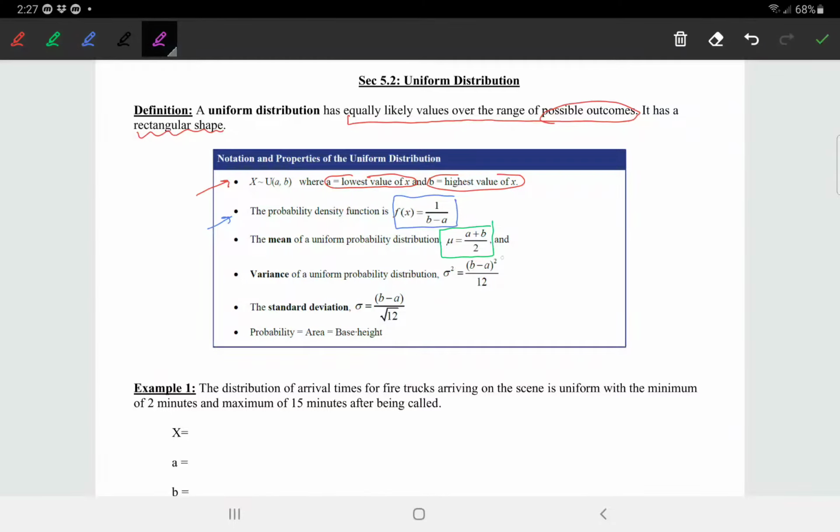The variance will be (b - a)^2. We'll divide that by 12. And as always, you take the square root of variance to get the standard deviation. The nice thing about the uniform distribution is that it is a rectangle, so probability will be very easily calculated. It will be the area, which is the base times the height of the rectangle.